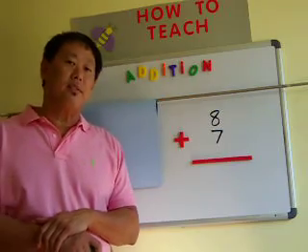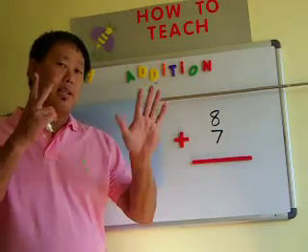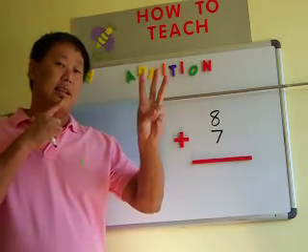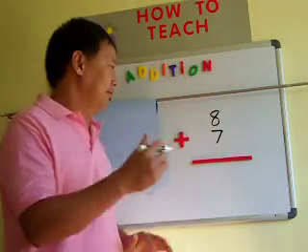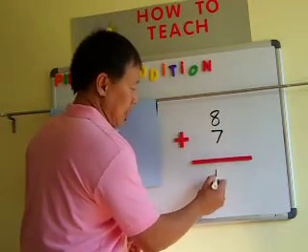So 8 plus 7, that's your chin. 8 plus 7: 8, 9, 10, 11, 12, 13, 14, 15. We'll write 15 down.